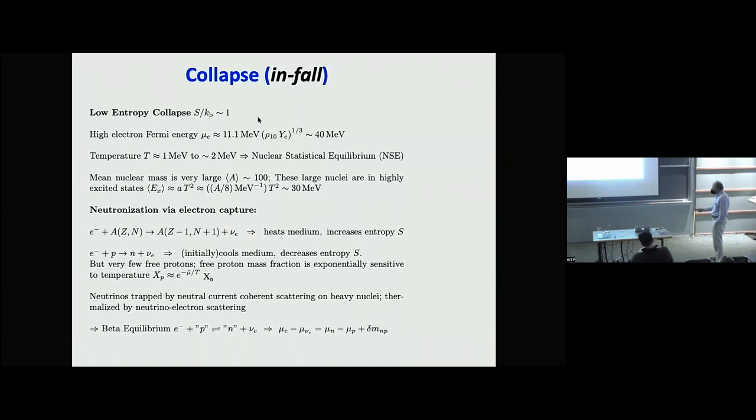But notice that there are very few free protons around because the entropy is so low. So this process can be dominant just simply because the matrix elements for this capture are much larger in general than these. But the mass fraction of free protons is extremely sensitive to temperature. It's very low. So if you increase the entropy a little bit and increase the temperature, you can increase the proton fraction, and that in turn increases the neutronization rate. And you see where we're going with this.